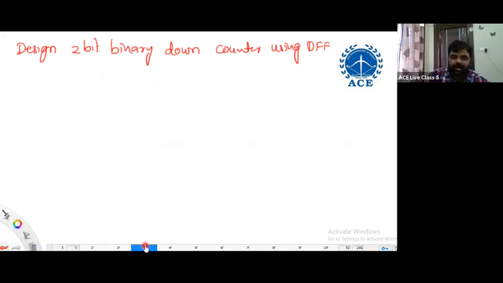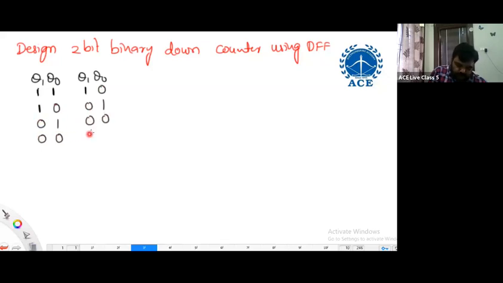Design a 2-bit binary down counter using delay D flip-flops. Let us see what it is here: Q1, Q0. Down counter: 1 1 to 1 0, 1 0 to 0 1, 0 1 to 0 0, and from 0 0 again to 1 1.